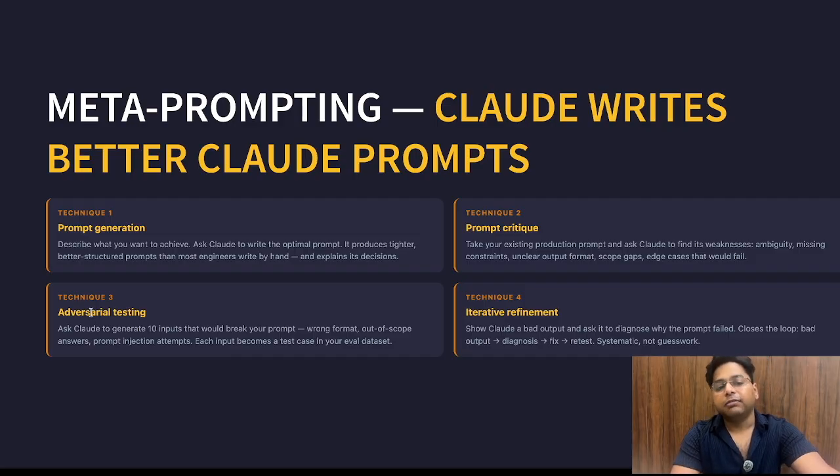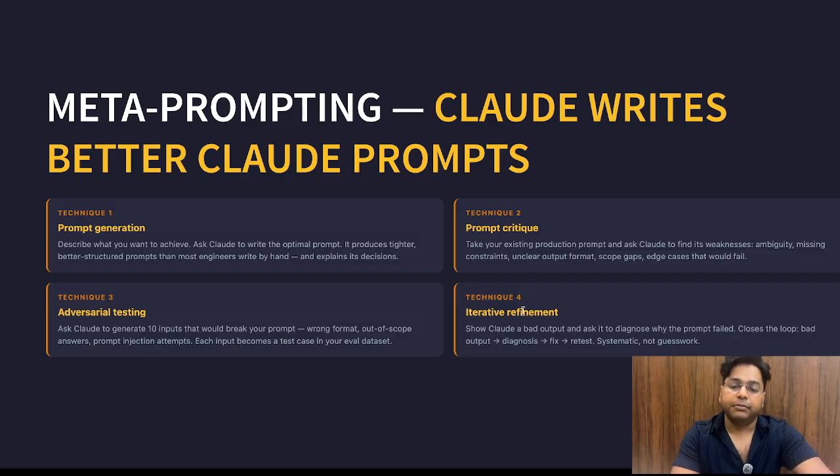Technique 3 is adversarial testing. Here we ask Claude to generate 10 inputs that would break our prompt. It can be anything, but we use this to become a tester for our own prompt and then improve the prompt. Technique 4 is a little advanced.